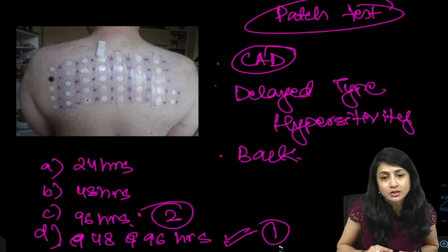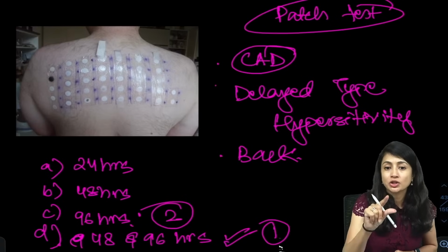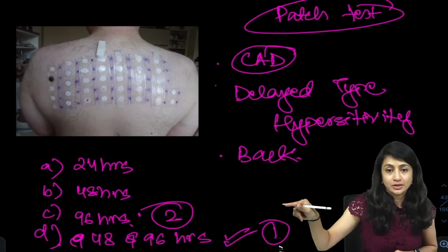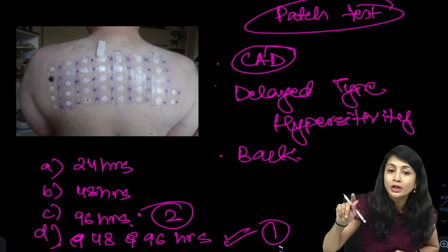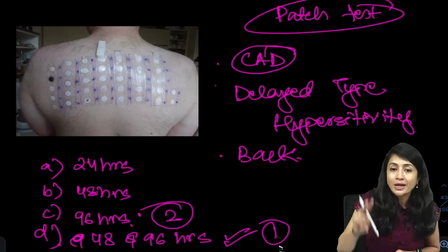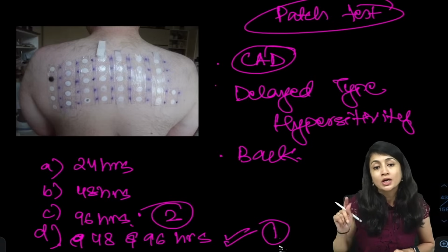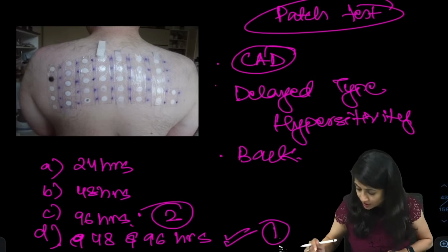Why not just mark 96 hours? Because the early reactors' reaction may diminish in 2 days. It may diminish, so you may not see the severity of reaction by 96 hours. So the best answer would be 48 and 96 hours. So please don't get confused and mark this as an answer.